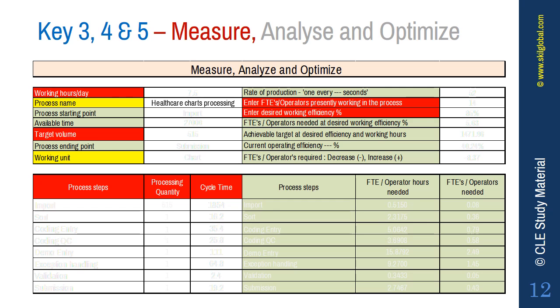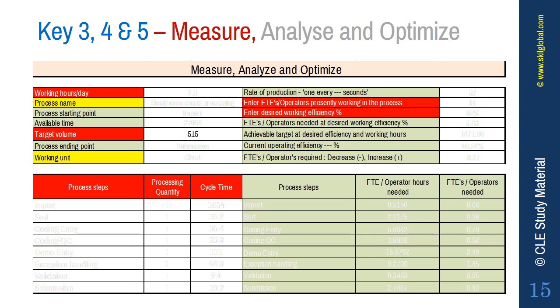Mention the name of your process. This is optional information. For example, healthcare charts processing. Now define the working unit. This is optional information. For example, here the working unit is a single chart. Mention the net working hours in a typical day. This is mandatory information. In this example, excluding the lunch hours, the team works for 7.5 hours in a day.